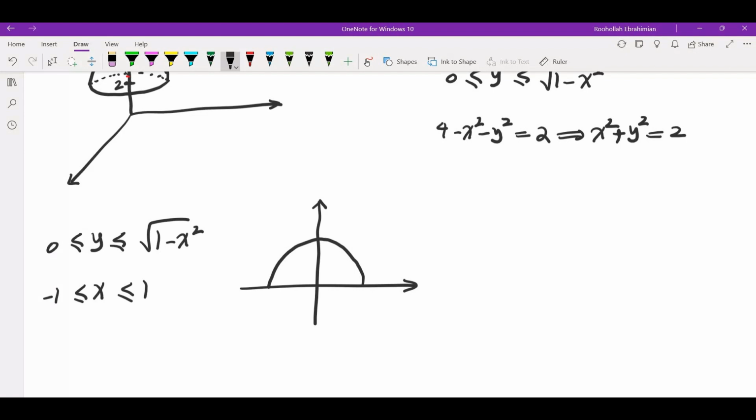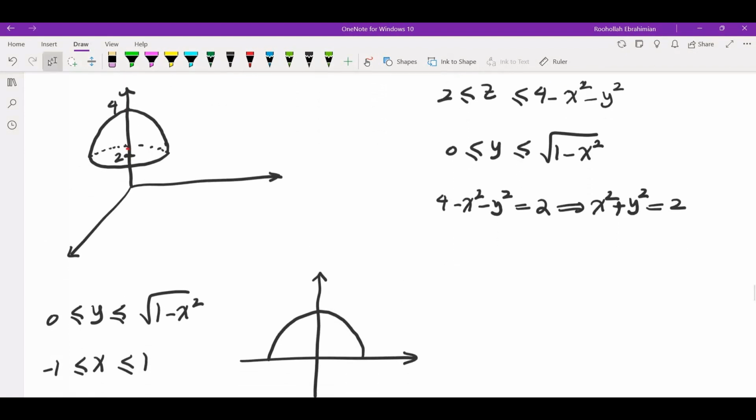So only this portion. The projection onto the xy plane is something of radius 1 rather than a disk of radius root 2. So it is in fact going to be something like this. This is our base. So the region is above this base and below the paraboloid. So it's a region like this. It's a solid like this.